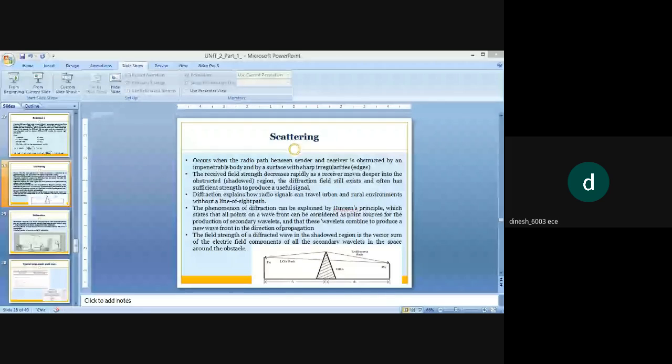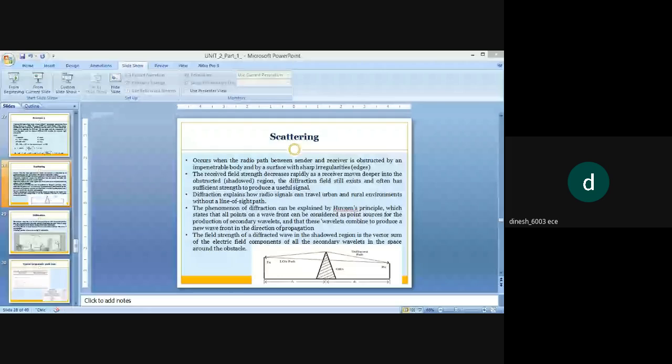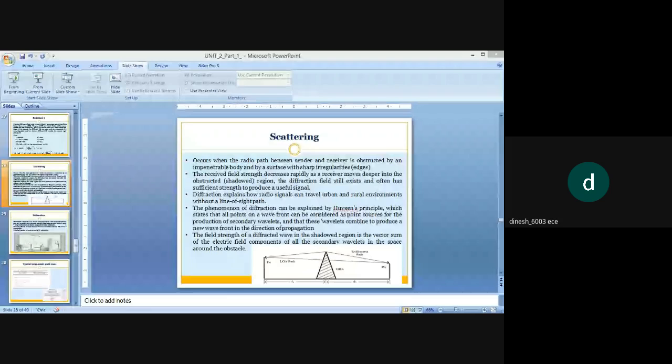cannot penetrate it, and is scattered from the surface of that body, and by a surface with irregularities or sharp edges. Okay, so this is where scattering occurs. So scattering occurs when the radio path between transmitter and receiver is obstructed by an impenetrable body and by a surface with sharp irregularities or sharp edges. We call it scattering.